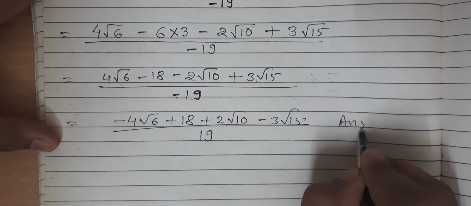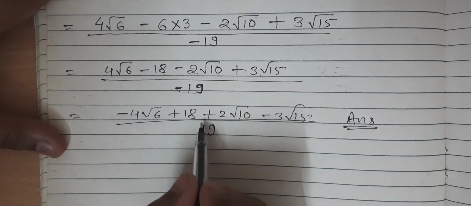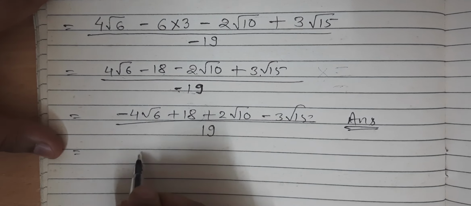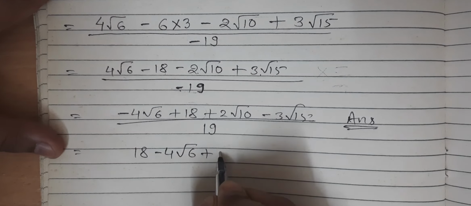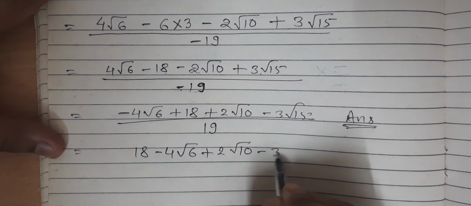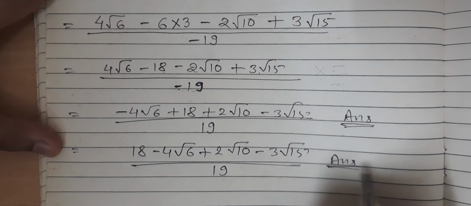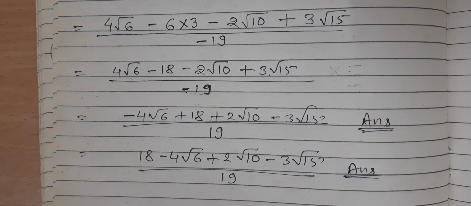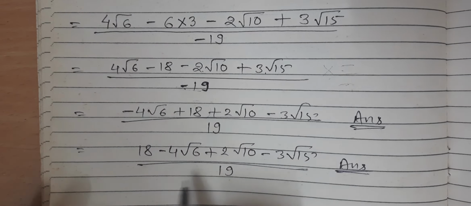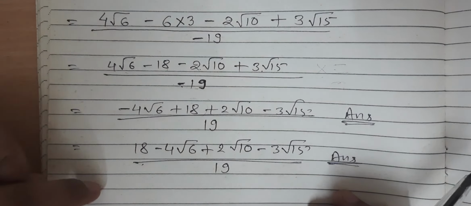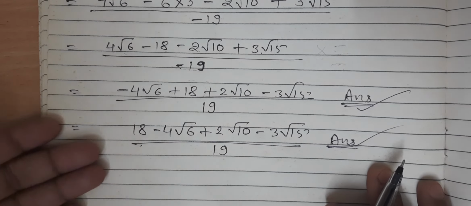So this is the answer. And also generally we write the positive term first, so this 18 we can write here: 18 minus 4 root 6 plus 2 root 10 minus 3 root 15 upon 19. Both are correct. Here I have written all terms with root together. So this is also correct, this is also correct. Both the answers are correct and they are the same. The only difference is in the presentation.